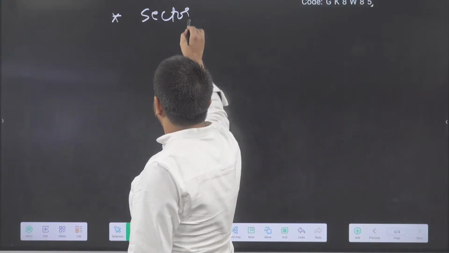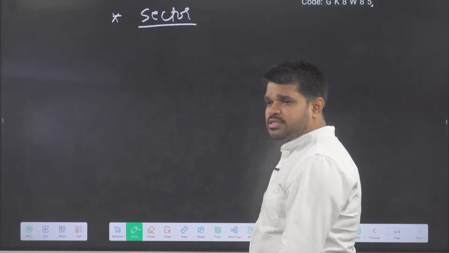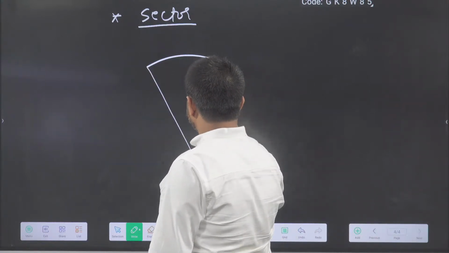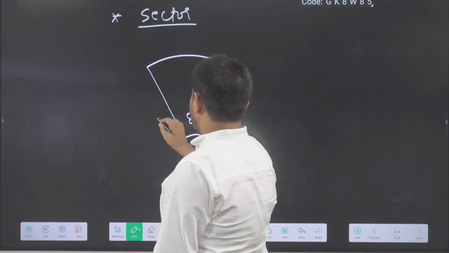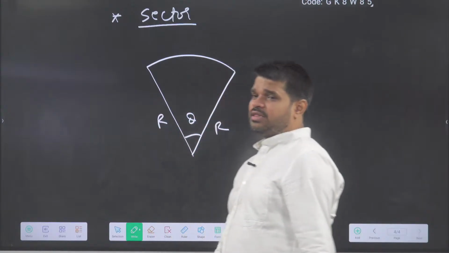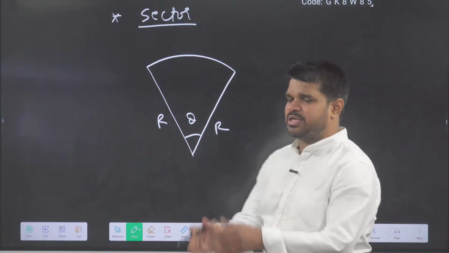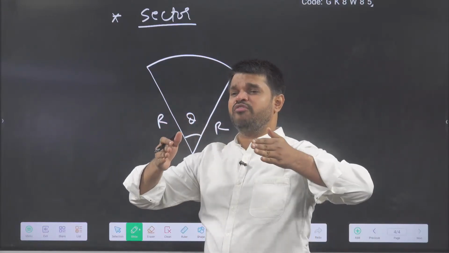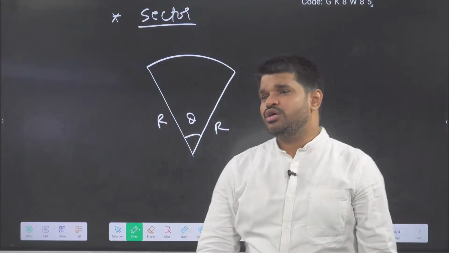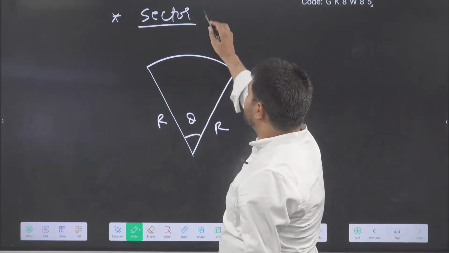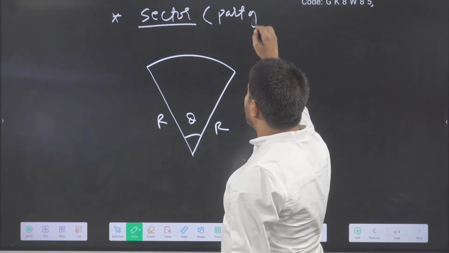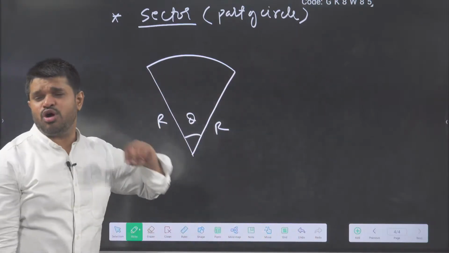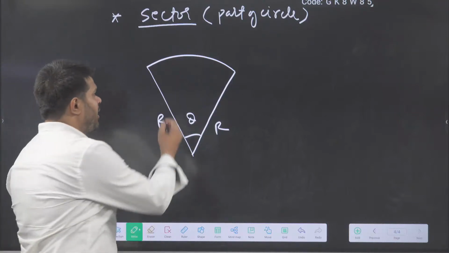Sector. Okay, remember, this shape is called a sector. It means you have a round pizza, and one piece of pizza is a sector. So basically a sector is a part of a circle. This kind of shape is called a sector.